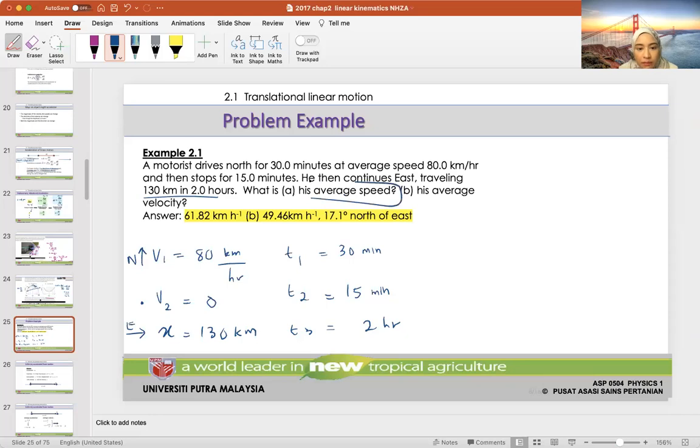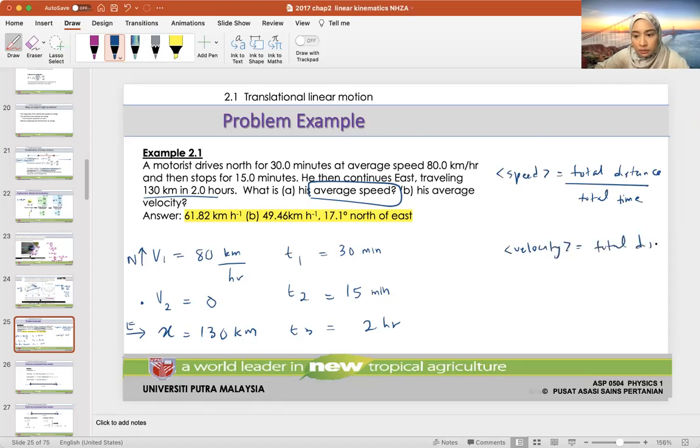Now, the question is, what is his average speed? It's asking about average speed. And then what is the average velocity? Now, remember the definition for average speed versus velocity. For average speed, it is the total distance over total time. Sorry, bad handwriting as usual. And then we have average velocity: total displacement over total time.